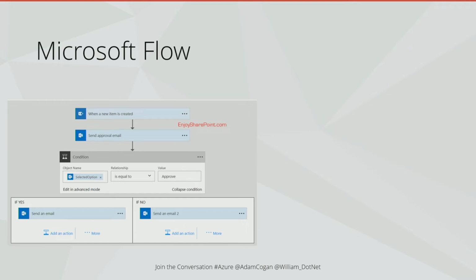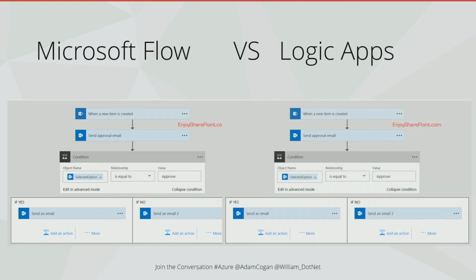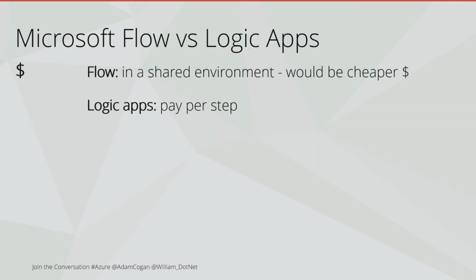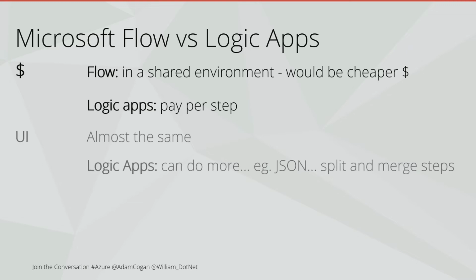So he could use something called Microsoft Flow, or there's quite a different product called Logic Apps. Oh, they look a bit different. Anyway, one's from the Office team, one's from the Azure team. So we're going to talk about the differences of these, because it's not immediately apparent. Flow is a shared environment. The dollars are pretty cheap. Logic Apps, you're paying per step, and you've got more control of it.